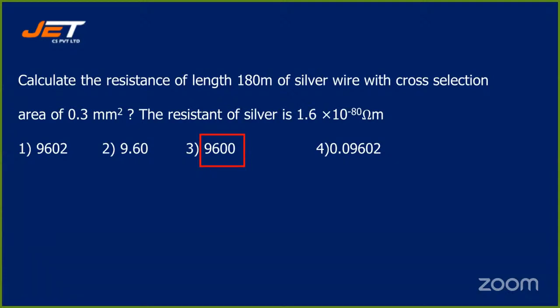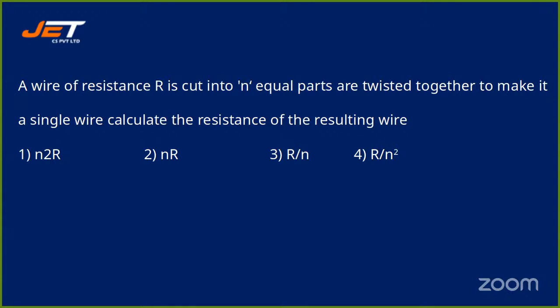Okay. Moving on. A wire of resistance R is cut into n equal parts and are twisted together to make it a single wire. Calculate the resistance of the resulting wire. So if they are twisted together, what happens? N equal parts are there, they are twisted together. And so it will be R by N square. The resistance of the resulting wire will be R by N square.